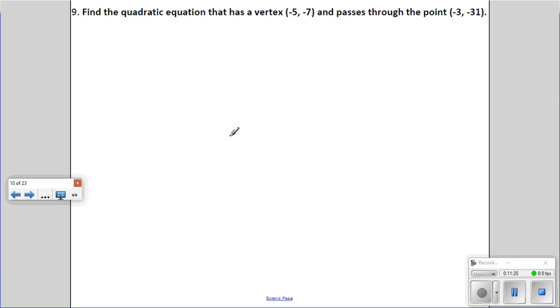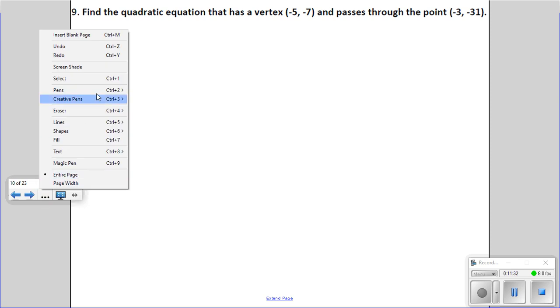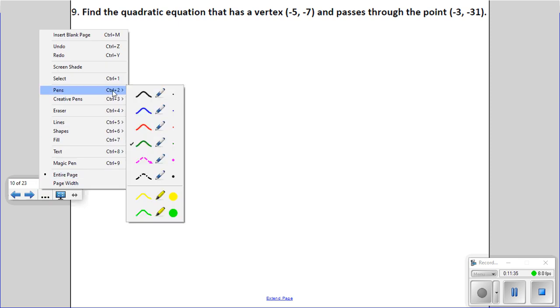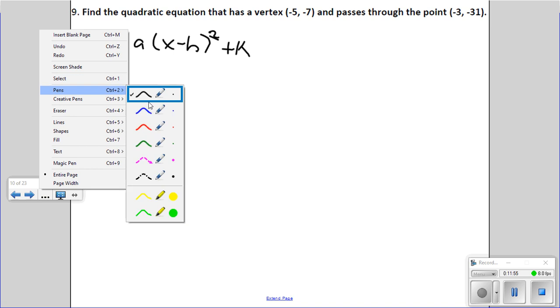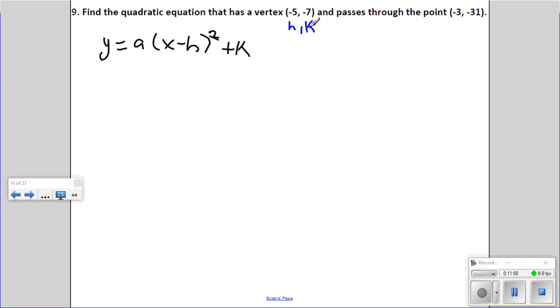9. Find the quadratic equation that has a vertex of negative 5, negative 7, passes through the point negative 3, negative 31. So, in this particular problem, we don't have A and we only have 2 points. So we cannot use regression. We're going to have to use the vertex form of the equation, which is y equals a times x minus h squared plus k. We use the vertex as h, k like we always do, but we're going to use the point as x, y.